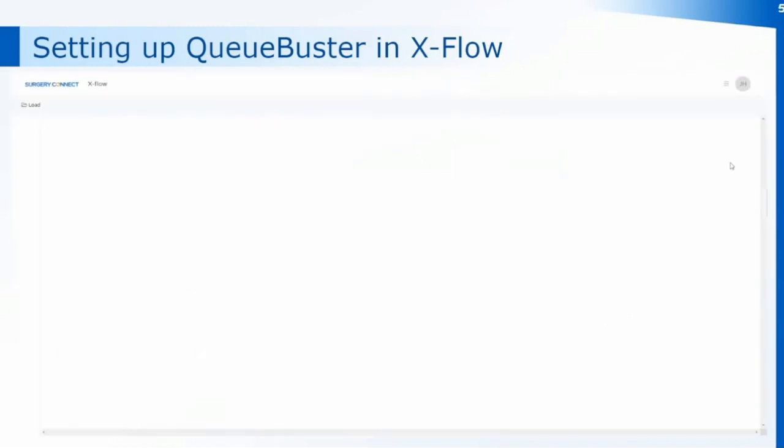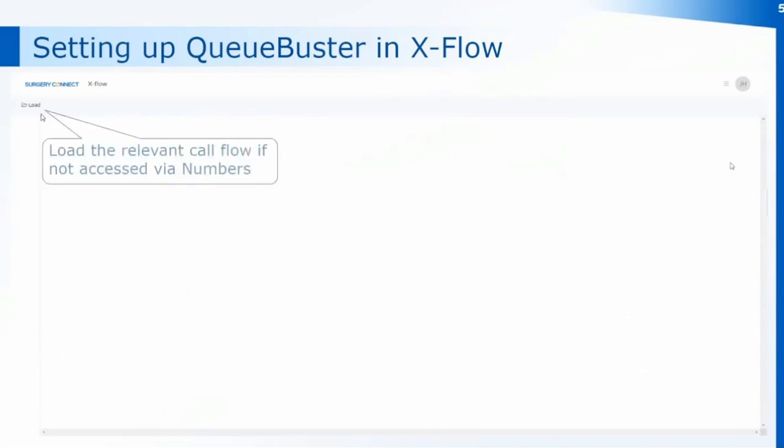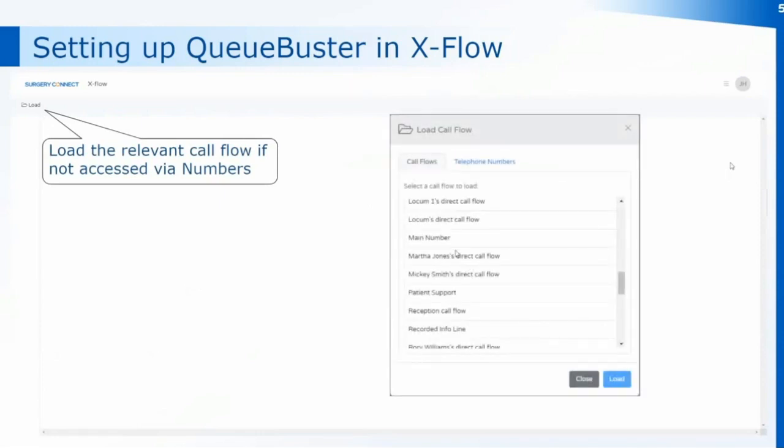If you go straight into Xflow from the single sign-on, you'll then need to load up the call flow that you want to amend the QueueBuster option on. So to do that, we're just going to click on the load button up on the top left-hand corner of the desktop area. That will then give you a list of the call flows that you have set up, and you can select the relevant call flow from that list. You could also select from the telephone numbers if you'd rather. I'm going to select the main number call flow here, and then we just click on load. That will then load the call flow up.